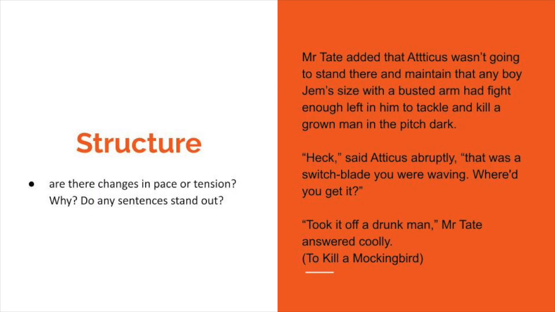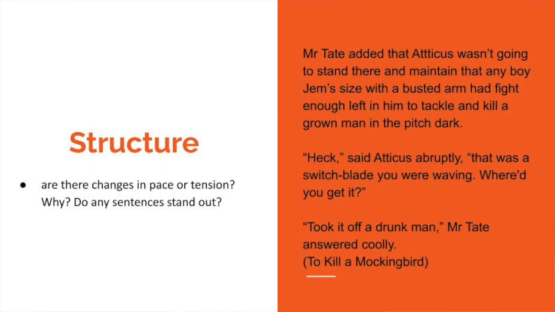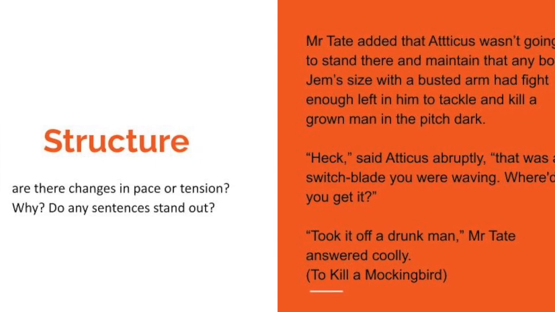Suddenly, Atticus remembers the switchblade, and this is obviously the weapon that was Bob Ewell's weapon. Bob Ewell's been found with a kitchen knife in his ribcage. That kitchen knife was what Arthur Radley grabbed from his own house before he came out and killed Bob Ewell. So Atticus says abruptly, "that was a switchblade you were waving, where'd you get it?" In that question, there's a shift, isn't there, in the pace and the tension of the extract.